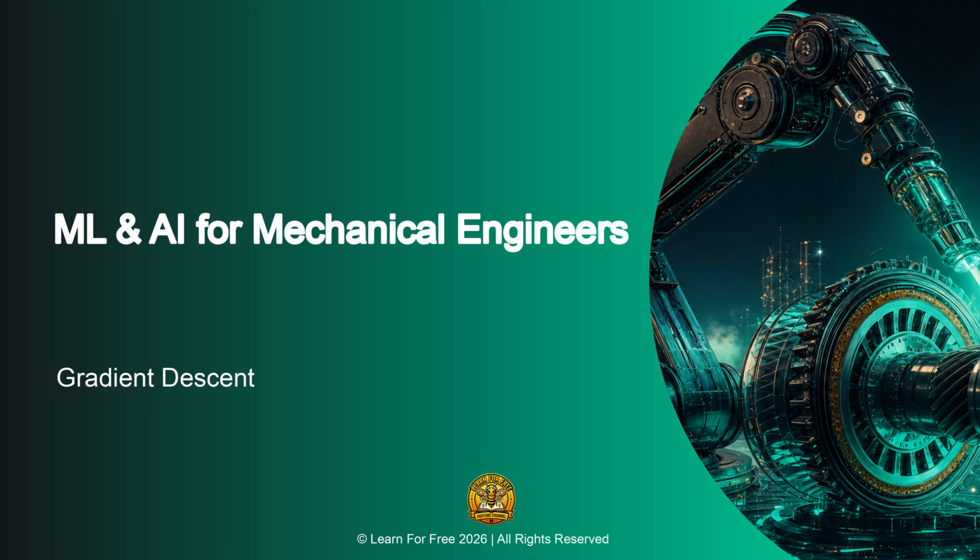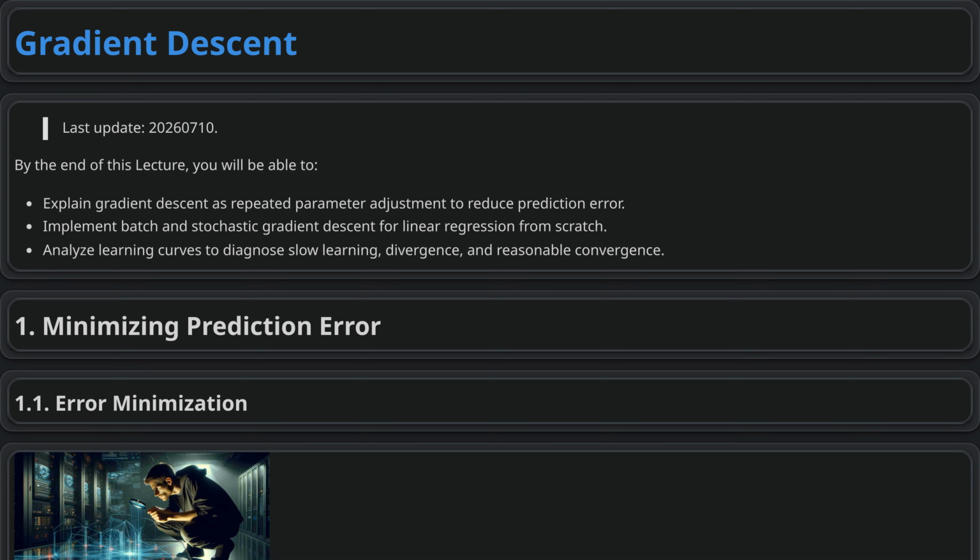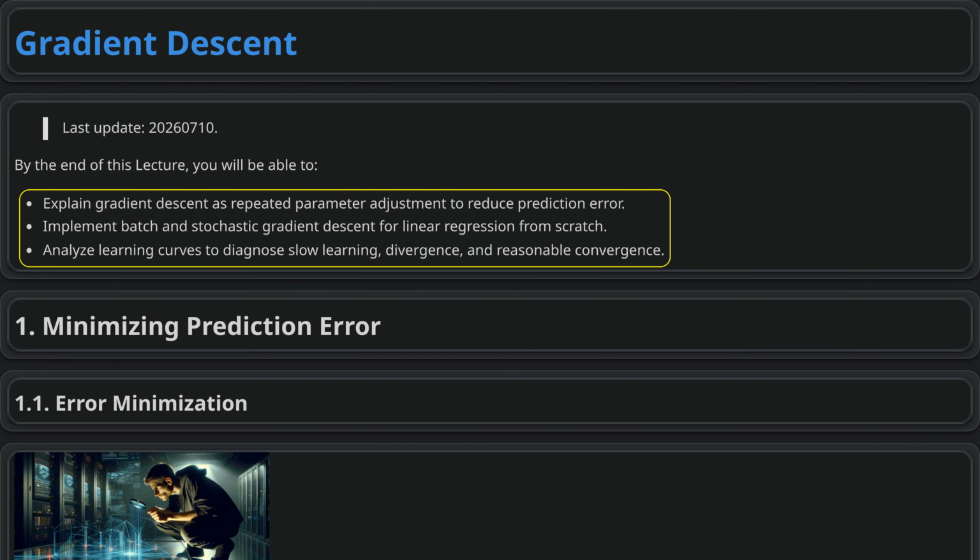Module 4, Lecture B, Gradient Descent. By the end of this lecture, you will be able to explain gradient descent as repeated parameter adjustment to reduce prediction error, implement batch and stochastic gradient descent for linear regression from scratch, and analyze learning curves to diagnose slow learning, divergence, and reasonable convergence.